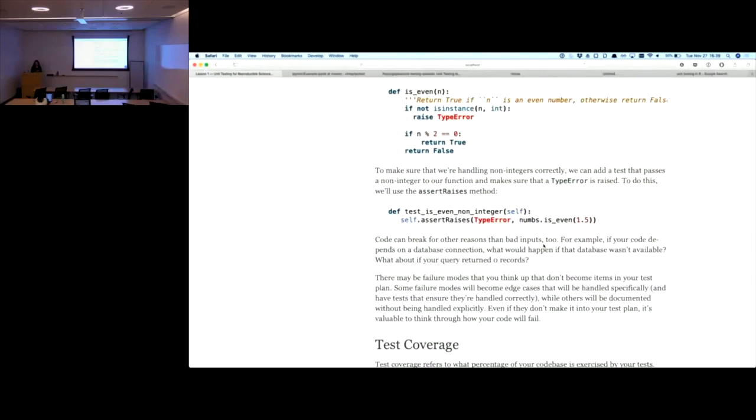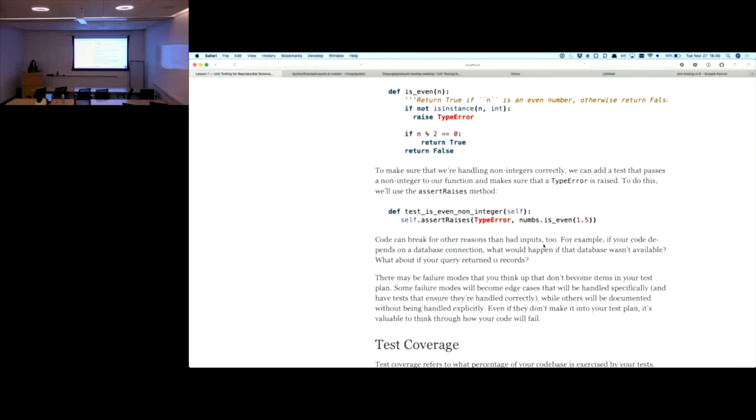So code can break for a lot of other reasons, not just bad inputs. One thing that we also mentioned earlier is that if your code relies on a database connection, what happens if that database is not available? What happens if you can't connect? What about if your code makes a query and that query returns 0 records? What does your code do in that scenario?